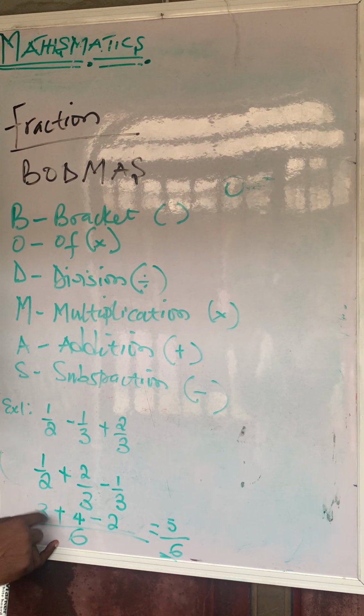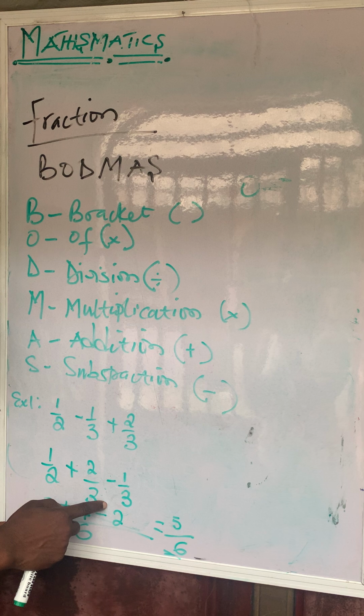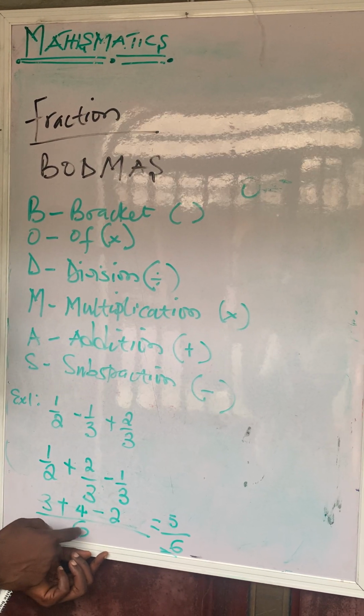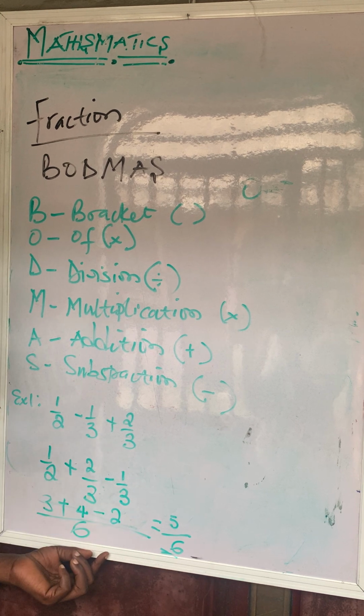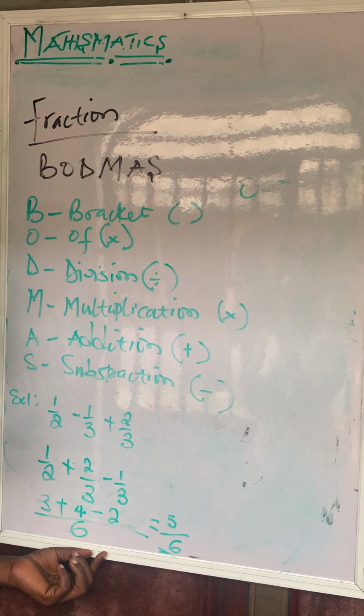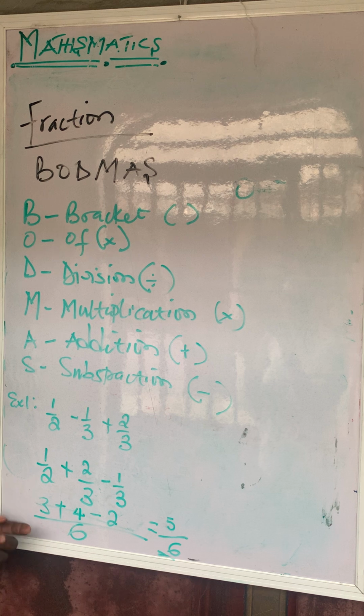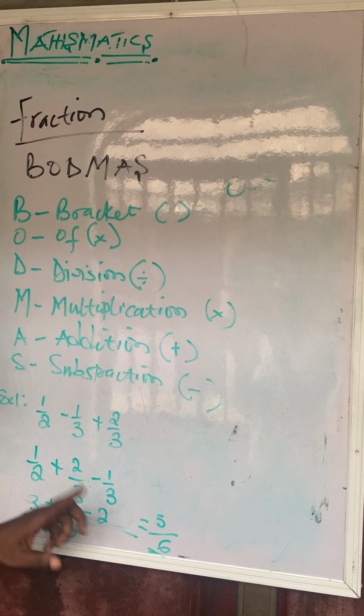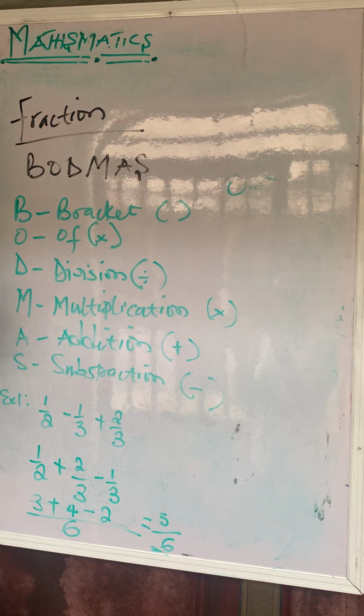You come again. You put plus. You come again. 6 divided by 3 is 2. 2 times 2, 4. You put the 4 again. The last one, 6 divided by 3 is what? 2. 2 multiplied by 1 is still 2. So look at it. We have 3 plus 4, 7. 7 minus 2, 5. 5 over 6. So this is the final answer.